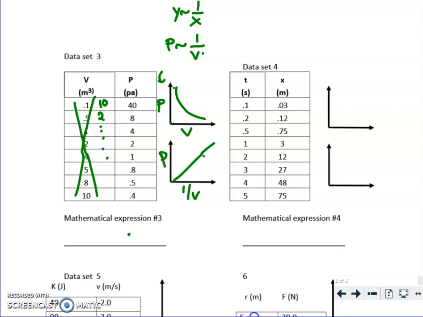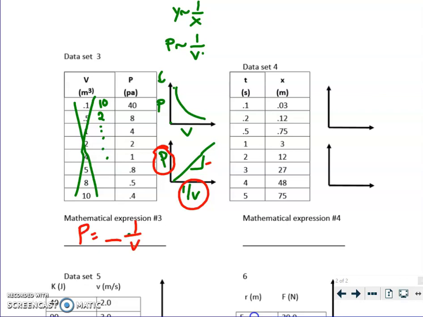Then you need to find the slope of that straight line. You'll get a number, and now you want to translate that into an equation. So again, we're using that y equals mx plus b template, where y is this, m is your slope that you get from your graphing calculator, and then x is not v, but it's 1 over v, because that's what we plotted on the x-axis here. So what it should look like is p equals some number times 1 over v, and that's your equation.